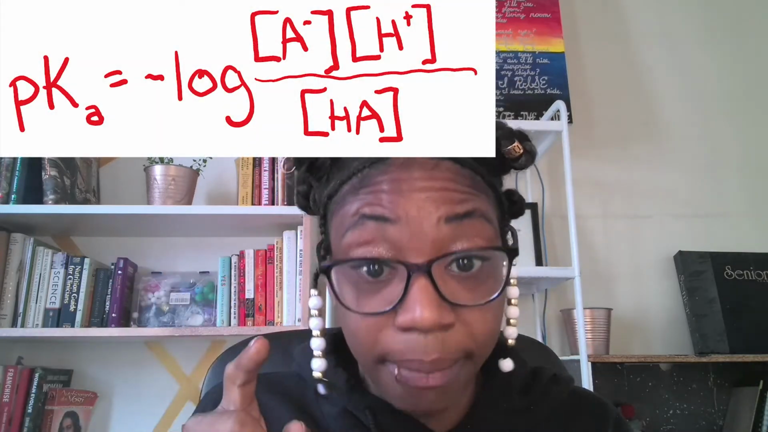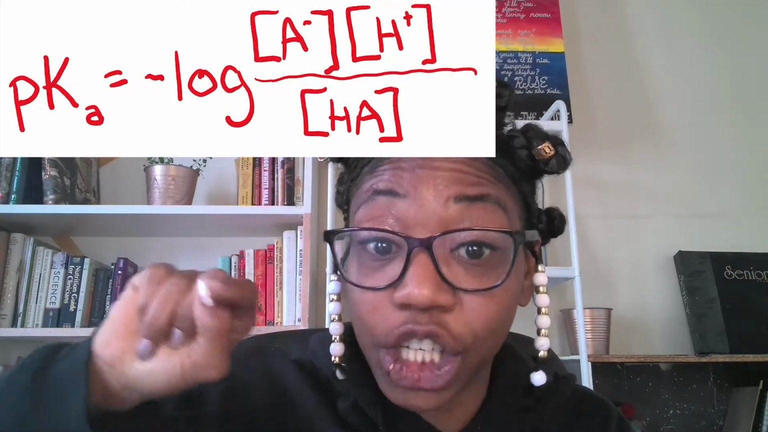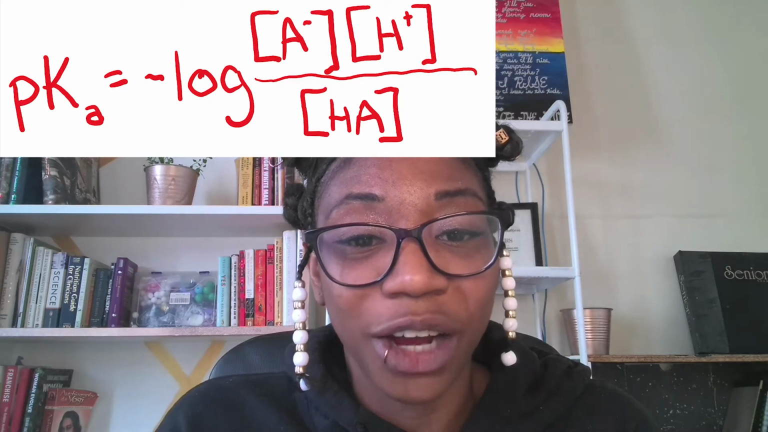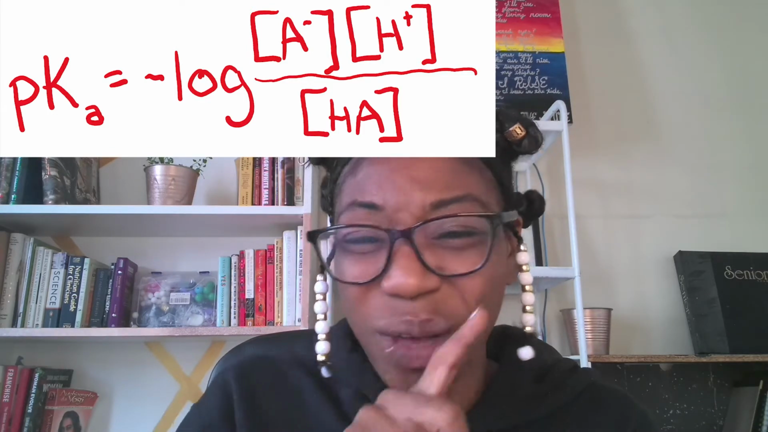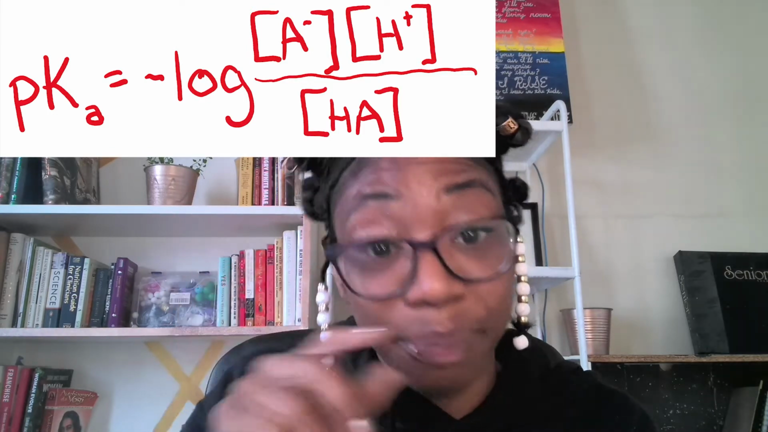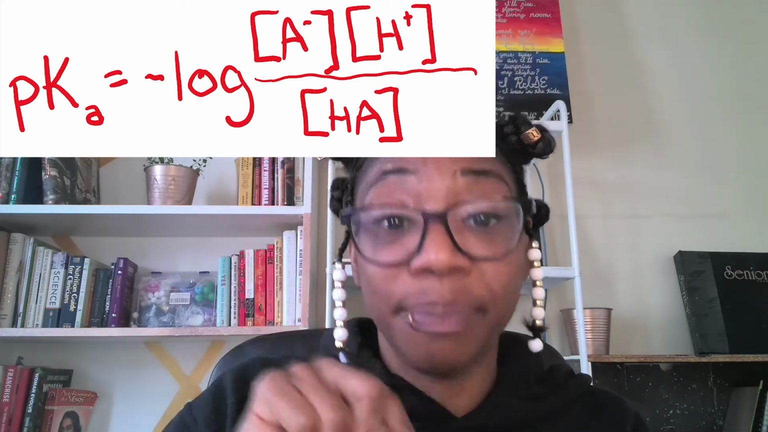So it would either be the positive logarithm of HA over A-, or the negative logarithm of A- over HA. Whenever you put something into a logarithmic scale in science, it's always called a P. So because this is the P of a Ka, we call this the pKa.